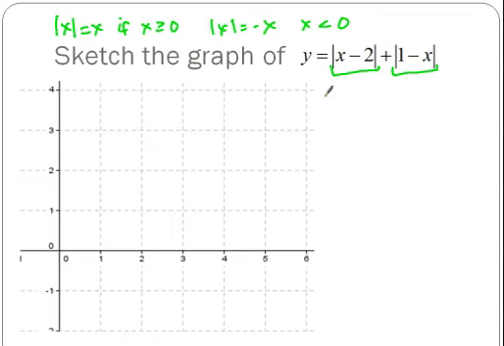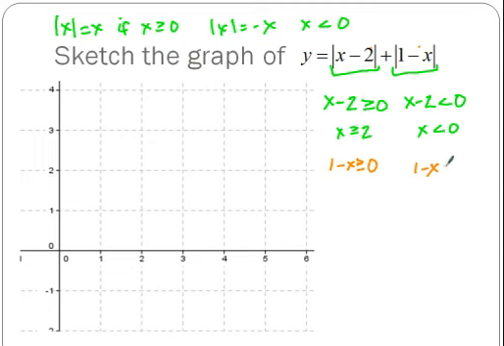So the first thing I'm going to do is say x minus 2 is greater than or equal to 0, because I'm looking for my boundaries here, since I'm trying to make sense of what this graph is going to look like. So that means x is greater than or equal to 2, and x is less than 2 otherwise. Since I did it for this one, I'm now going to do the same thing for this one, because I need to know what I'm getting out here. I'll show you why in just a second.